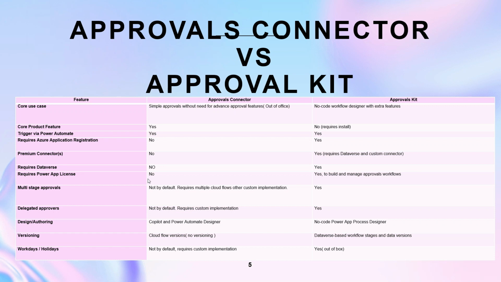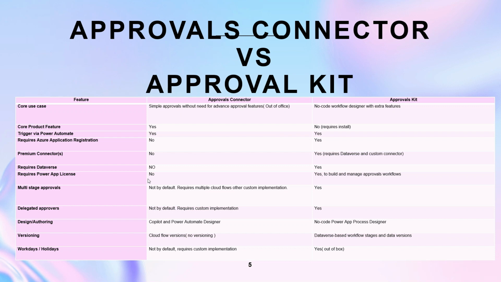Second is the multi-stage approval. Although multi-stage approvals can be done in the case of approval connectors, a lot of custom implementation is required in this scenario. No such custom implementation is required in the case of approval kit.